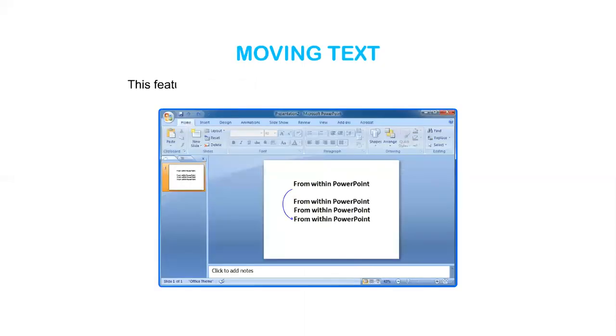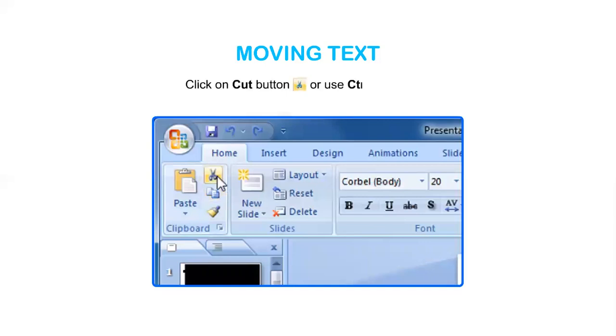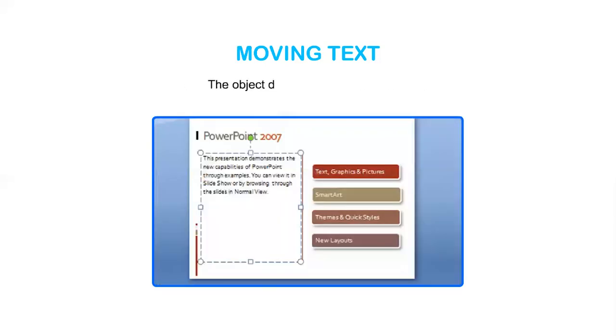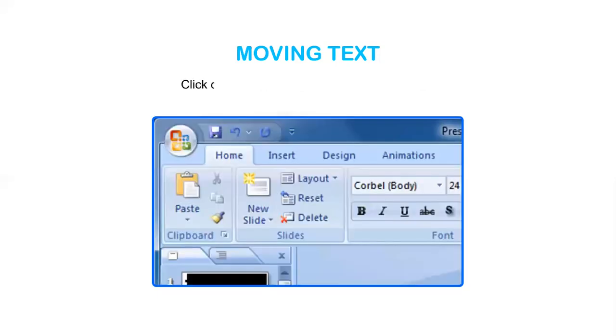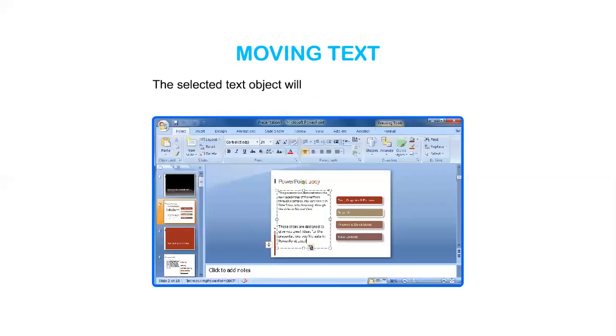Let us now learn about moving text. This feature is used to move the objects from one place to another. You can also move the objects on the same slide or between different slides. Follow these steps to move an object. Select the object. Click on Cut button or use Ctrl plus X option. The object disappears from the slide. Place the cursor after the last point on the same slide. Click on Paste button or use Ctrl plus V option. The selected text object will appear at the cursor position.